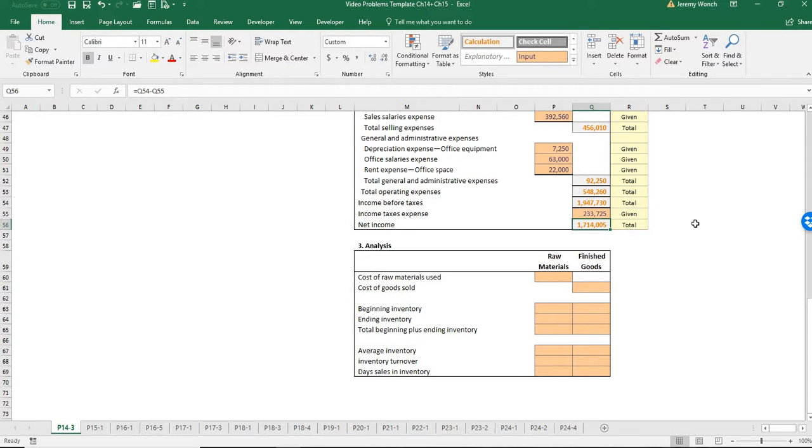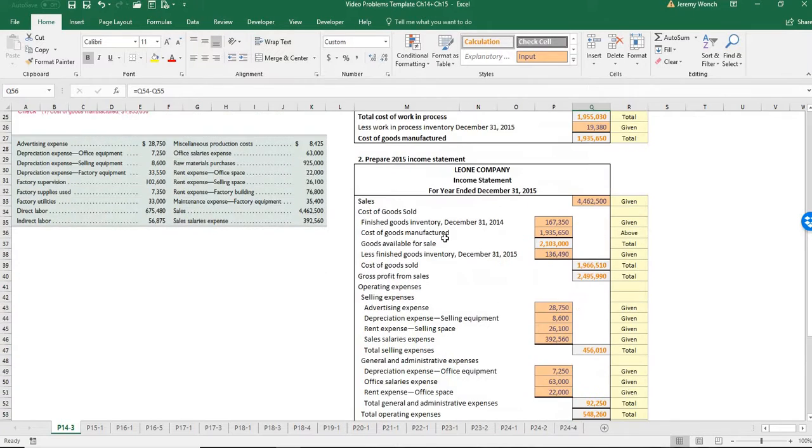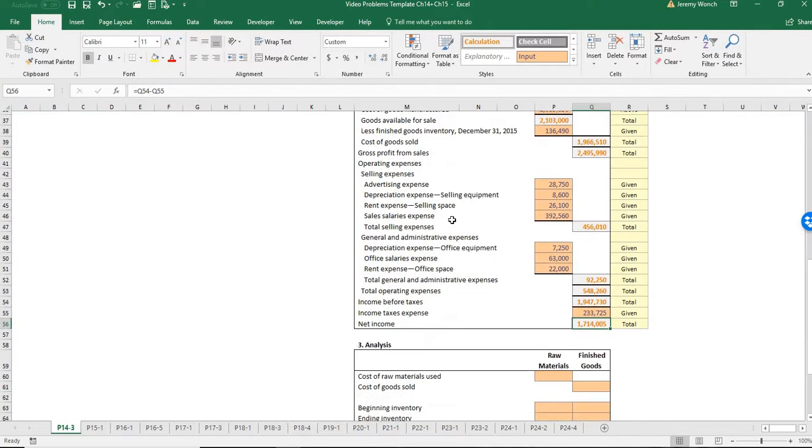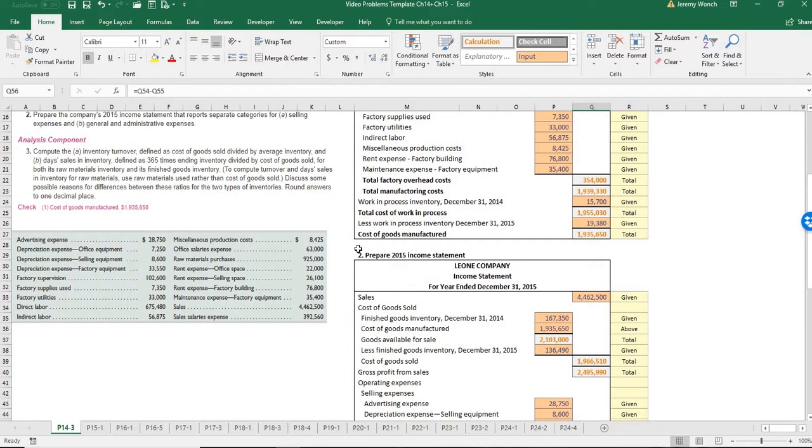So that's going to give us a net income of $1,714,005. Not too bad. So we're not doing a lot of calculations. They're giving us a lot of the numbers, just knowing where to put those numbers. All right, and so the part 3. So it wants us to compute inventory turnover and tells us how to calculate that.